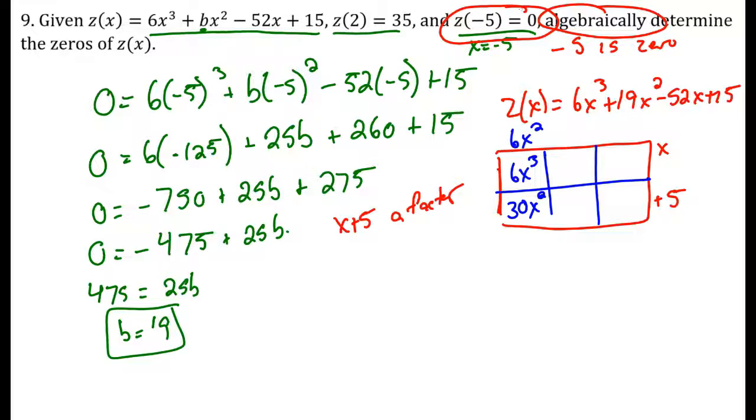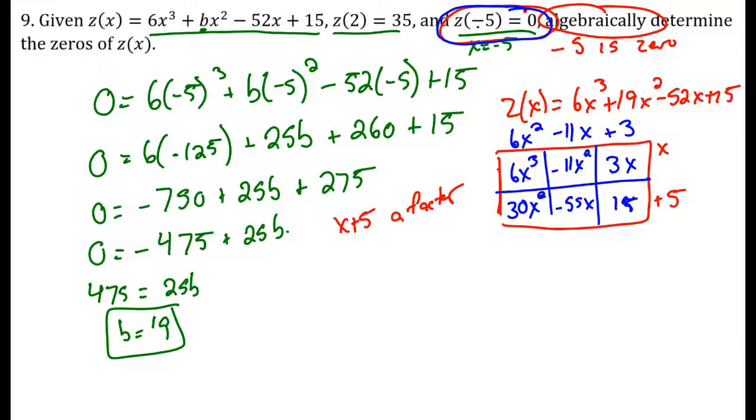So you needed to recognize that negative 5 was a 0, which means x plus 5 is a factor, and divide. I need 19x squared, and I have 30 of them currently, so I'm going to need negative 11 in that box. Well, negative 11 times x is negative 11x squared. Negative 55x after I multiply through. I only want negative 52 of them, so I'm going to have to add 3 of them here. Plus 3. 3 times 5 is 15, so I have a remainder of 0, which is good because x plus 5 is the factor.